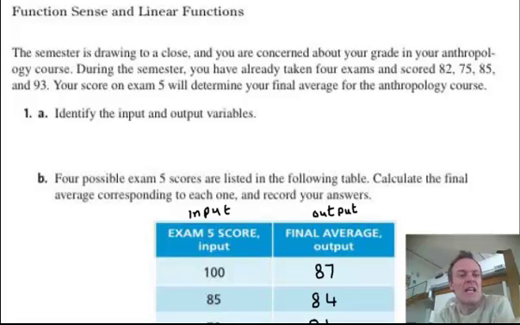Okay, some function exercises. Good one for end of semester grades here. You've taken 4 exams so far. You've scored 82, 75, 85 and 93. Now I know that's a total of 335. I put it in my calculator. So far you've got 335 points.